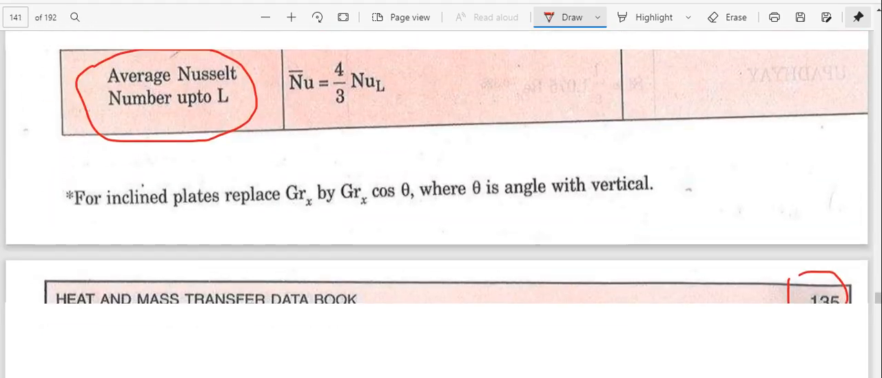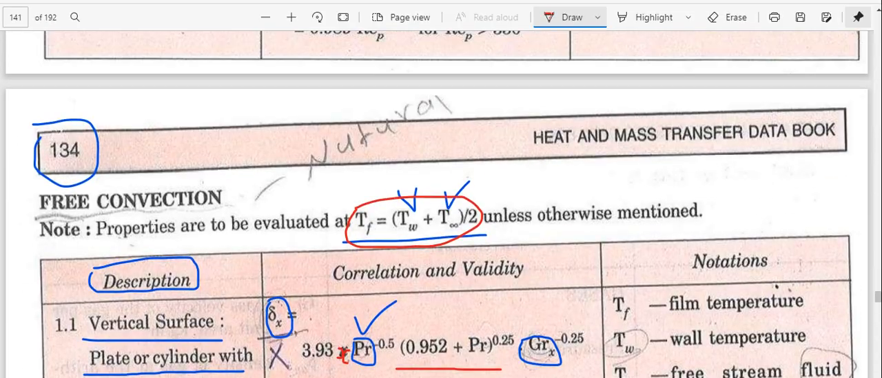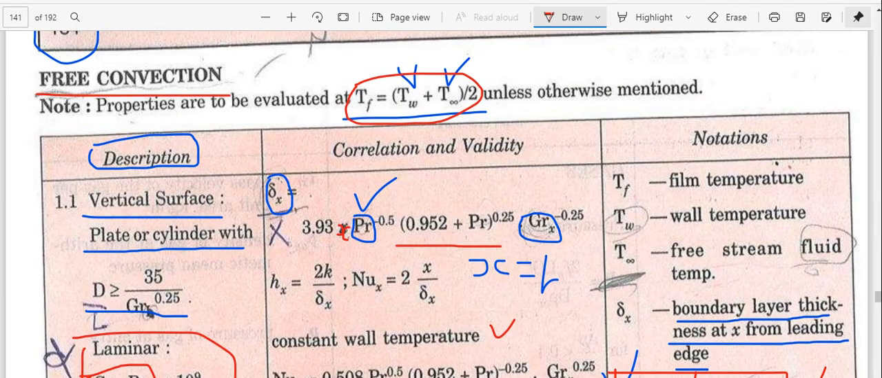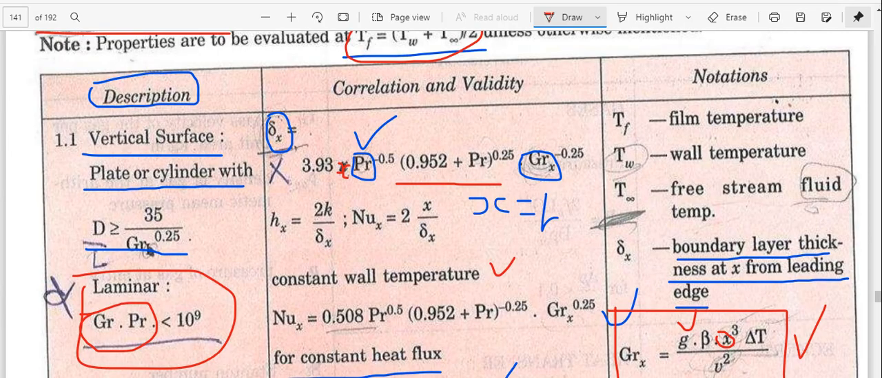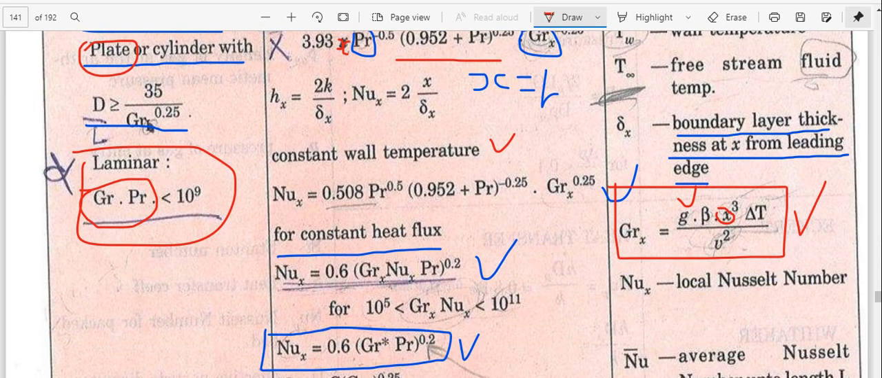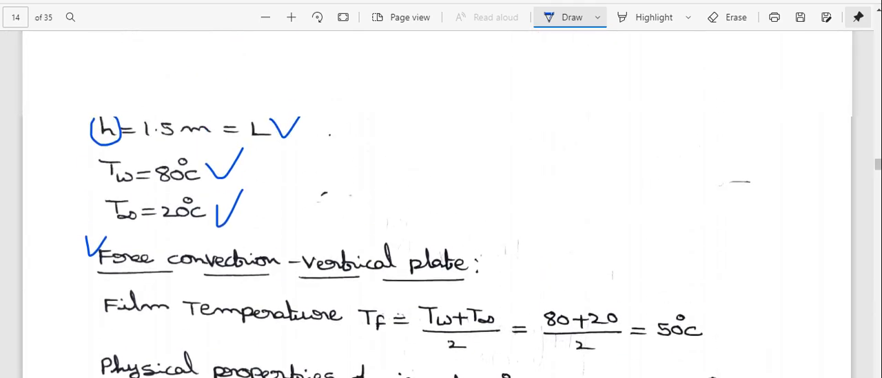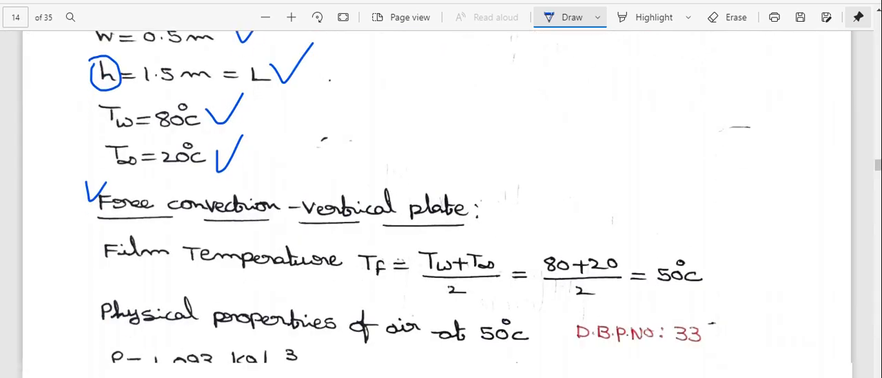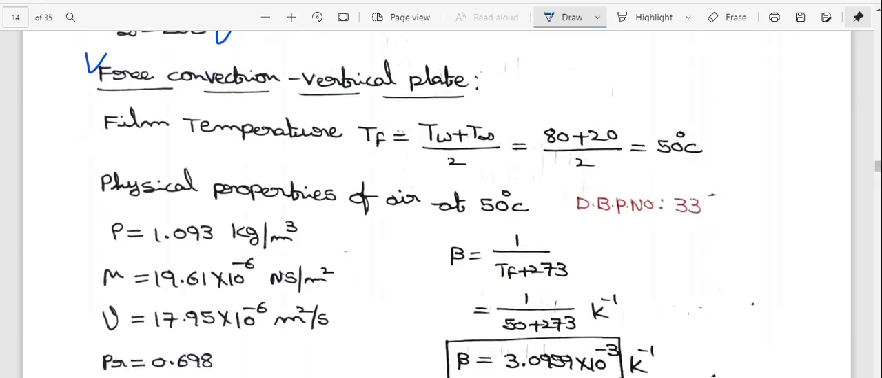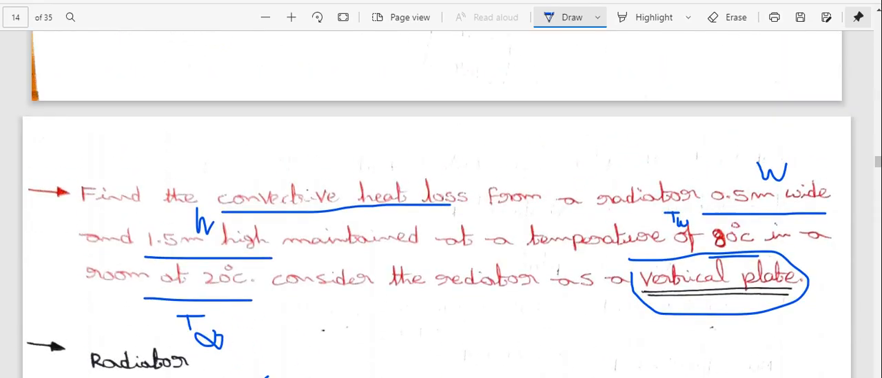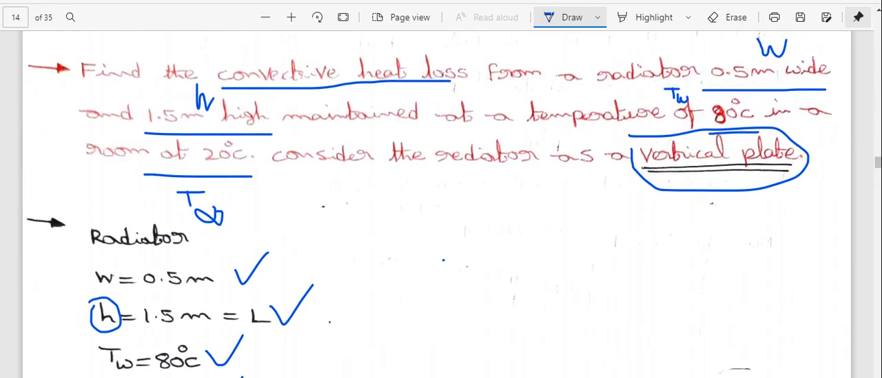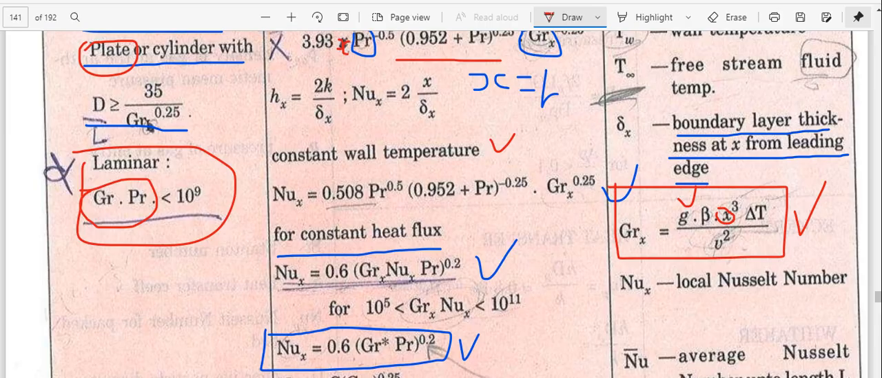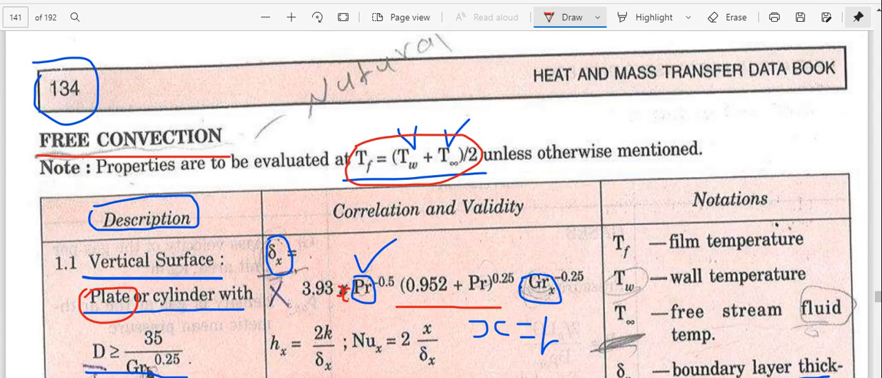From data book page number 134. So this is the free convection and this is the vertical surface plate. So now we need to consider this formula. Grashof number is equal to g beta x cubed delta T by nu squared. So before going to Grashof number, we need to take the property values. In this question, the property values are not mentioned. That's why I am calculating from data book page number 134.